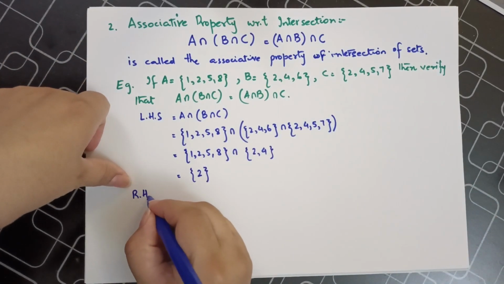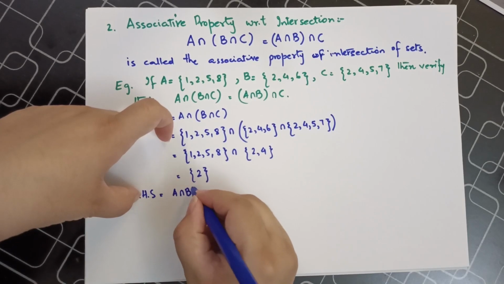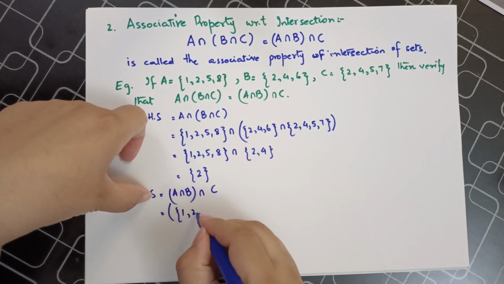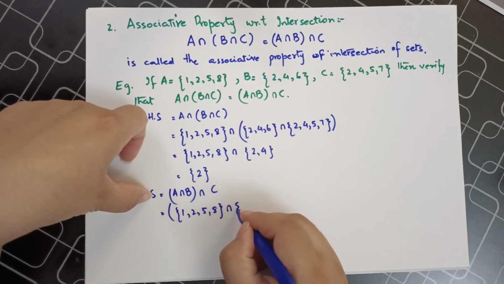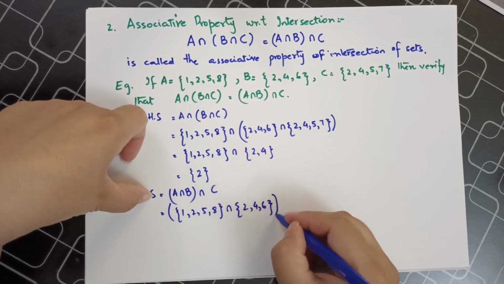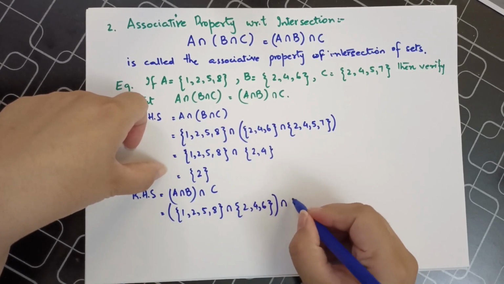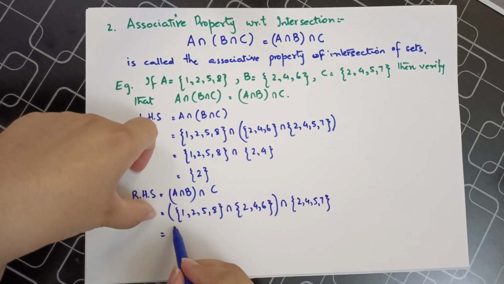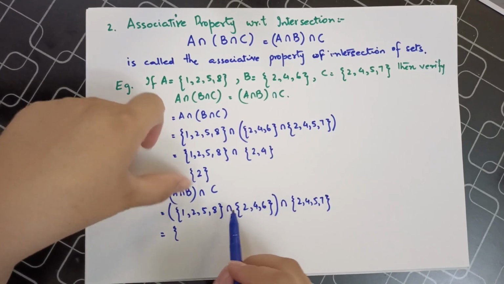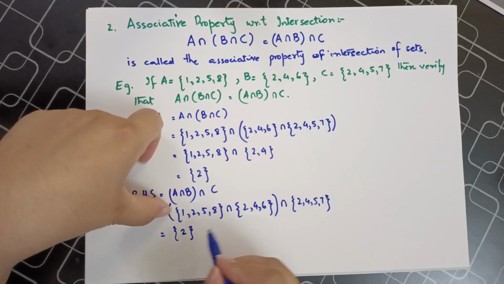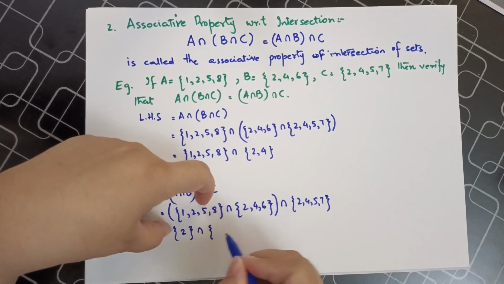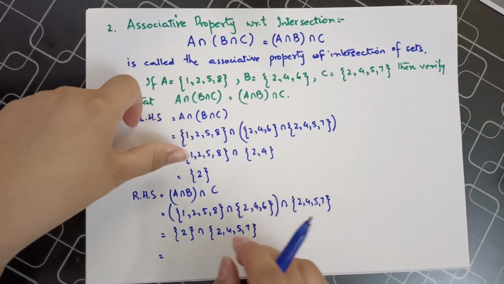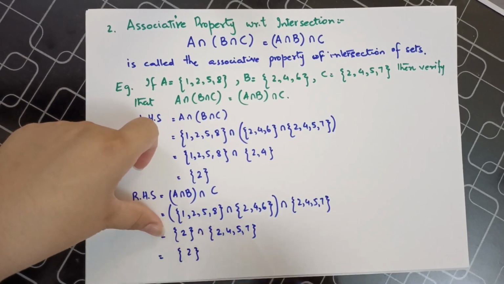Right? Now, let's solve it for the right-hand side, which is (A intersection B) intersection C. Now, in the brackets, we're going to write {1, 2, 5, 8}, which is the set A, intersection {2, 4, 6}, which is the set B, and now we're going to write the set C, which is {2, 4, 5, 7}. Now, write down the answer for the first. Is there any common element? 1 is not there, but 2 is there. But the rest of the elements are not present. So, in here, we're going to put the sign of intersection, {2, 4, 5, 7}. Now, do you see any element common in between? Yes, only 2.